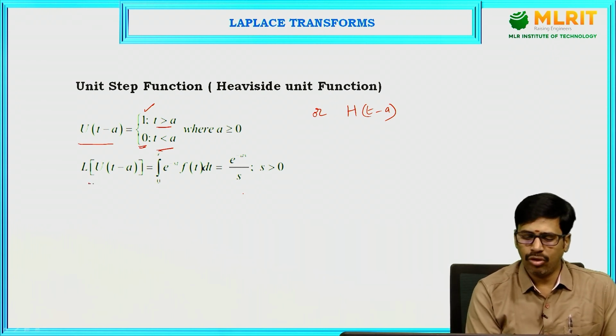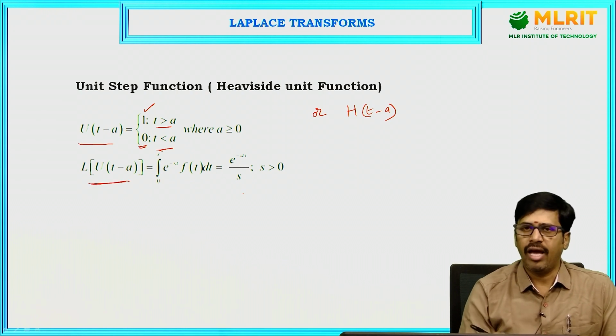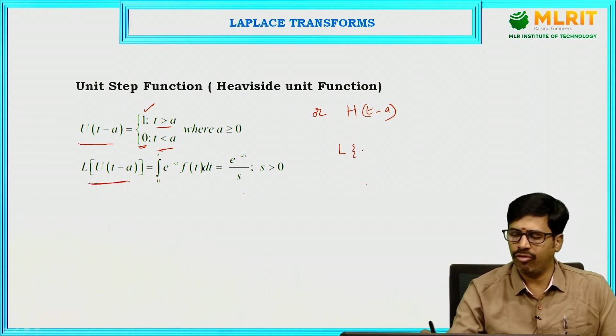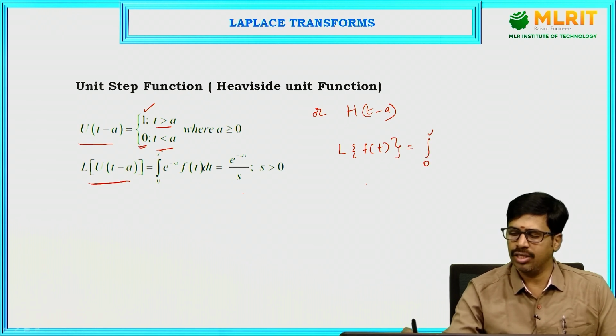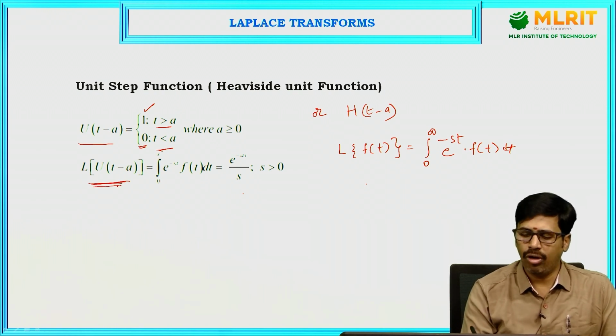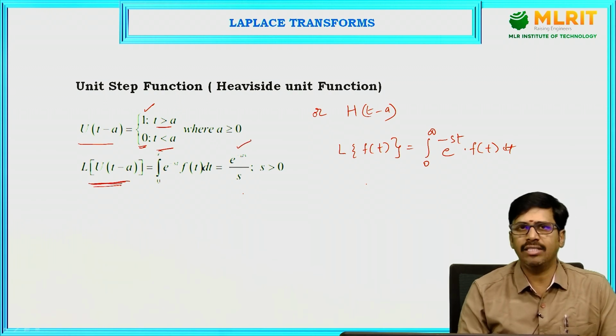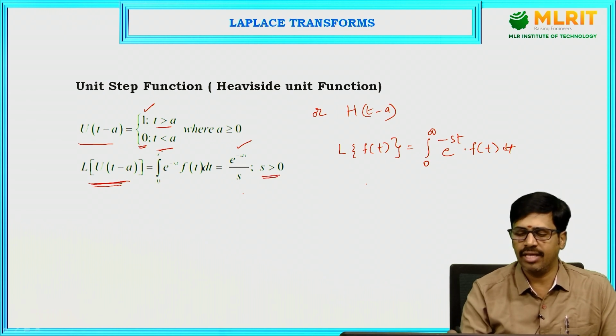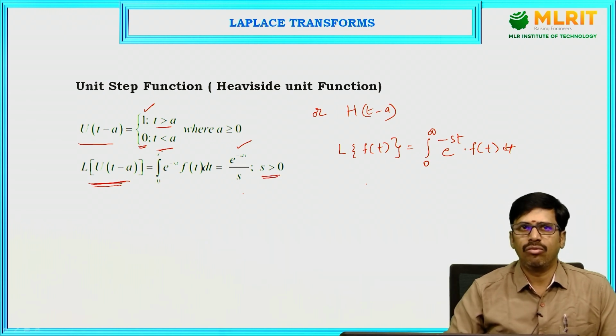So, Laplace of u of t minus a, as per the definition, what is Laplace of f of t? Definition of Laplace transform, integral 0 to infinity e power minus st into f of t dt. Here the function is unit step function. The formula is e power minus as by s, where s is greater than 0. Laplace transform of unit step function is e power minus as by s.